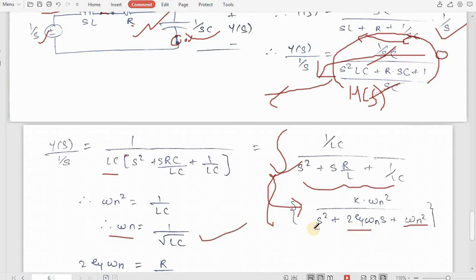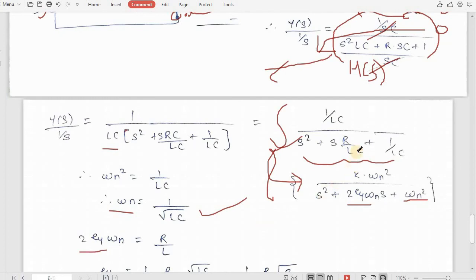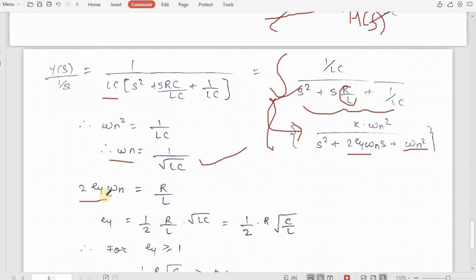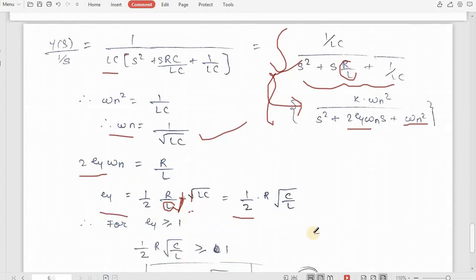Now let's find out this zeta. If we compare this 2 zeta omega n with this, we'll get that 2 zeta omega n equals R by L. So from this you will get zeta equals 1 by 2 into R by L into 1 upon omega n. Omega n is 1 upon under root LC, so it will be multiplied into the numerator. Here we will have 1 upon 2 into R into under root of C by L. As you can see, we can write this L as under root of L into under root of L. So 1 under root L, 1 under root L got cancelled, and we will be remaining with under root of C by L only. So here we got our zeta as 1 by 2 into R into under root of C by L.